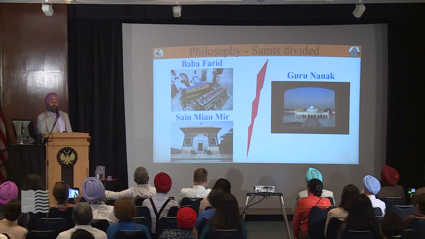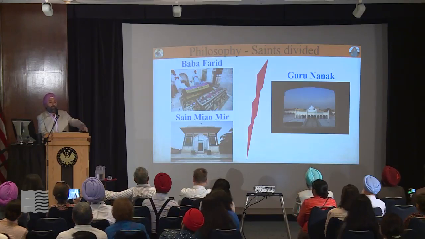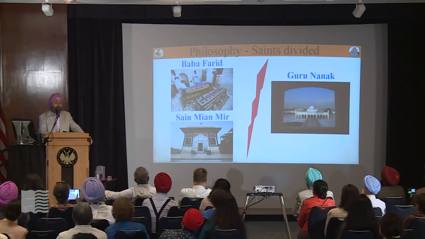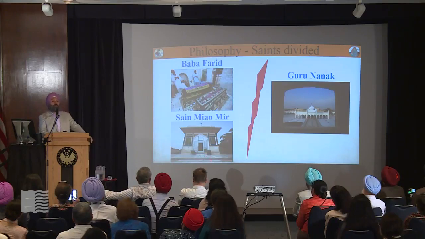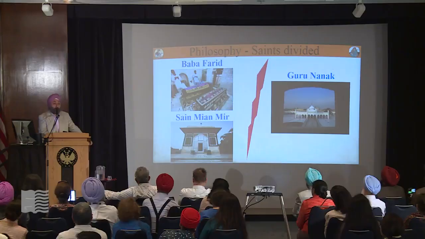Sai Mian Mir's place: Guru Arjan Dev, the fifth Guru, when he was laying the foundation stone of the Golden Temple, what did he do as a part of a very pluralistic message? He invited a saint from Lahore, Sai Mian Mir, to come to Amritsar and lay the first foundation stone of the Golden Temple, the Darbar Sahib, which is the Mecca and Medina of Sikhs.